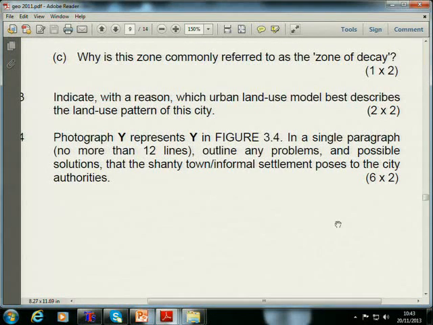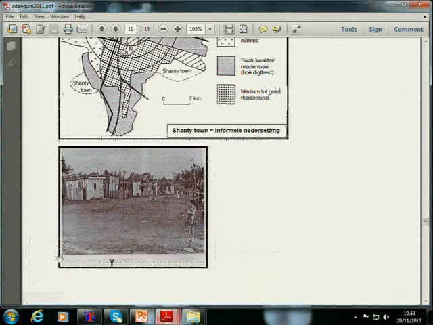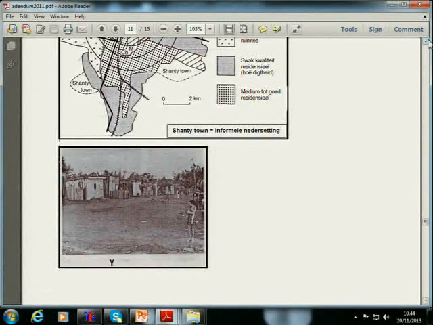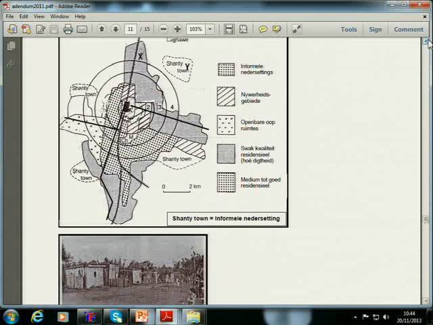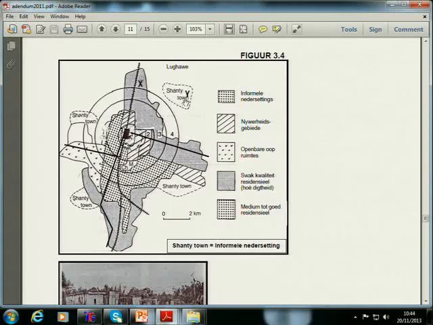Now it says, photograph Y represents Y in figure 3.4. What is Y in figure 3.4? Y in figure 3.4 is an informal settlement. There, you see it says a shanty town. What does that mean? It means another name for an informal settlement is a shanty town. See how simple that is. Informal settlement or shanty town.